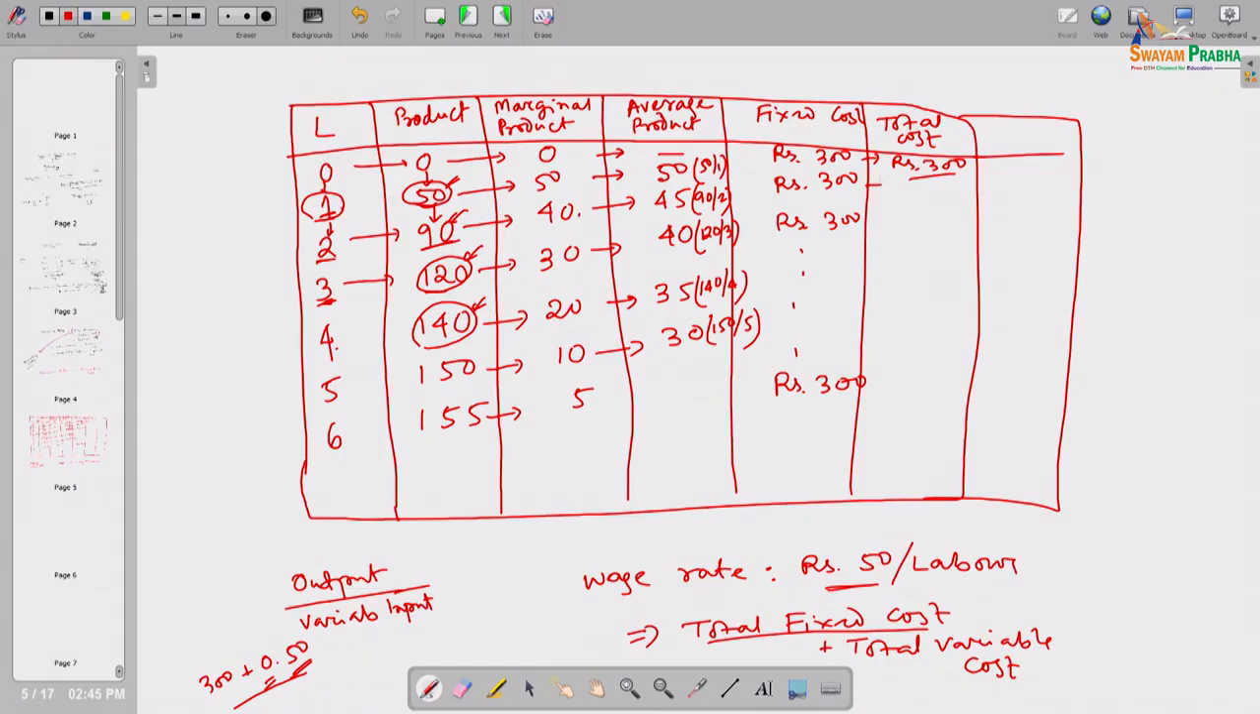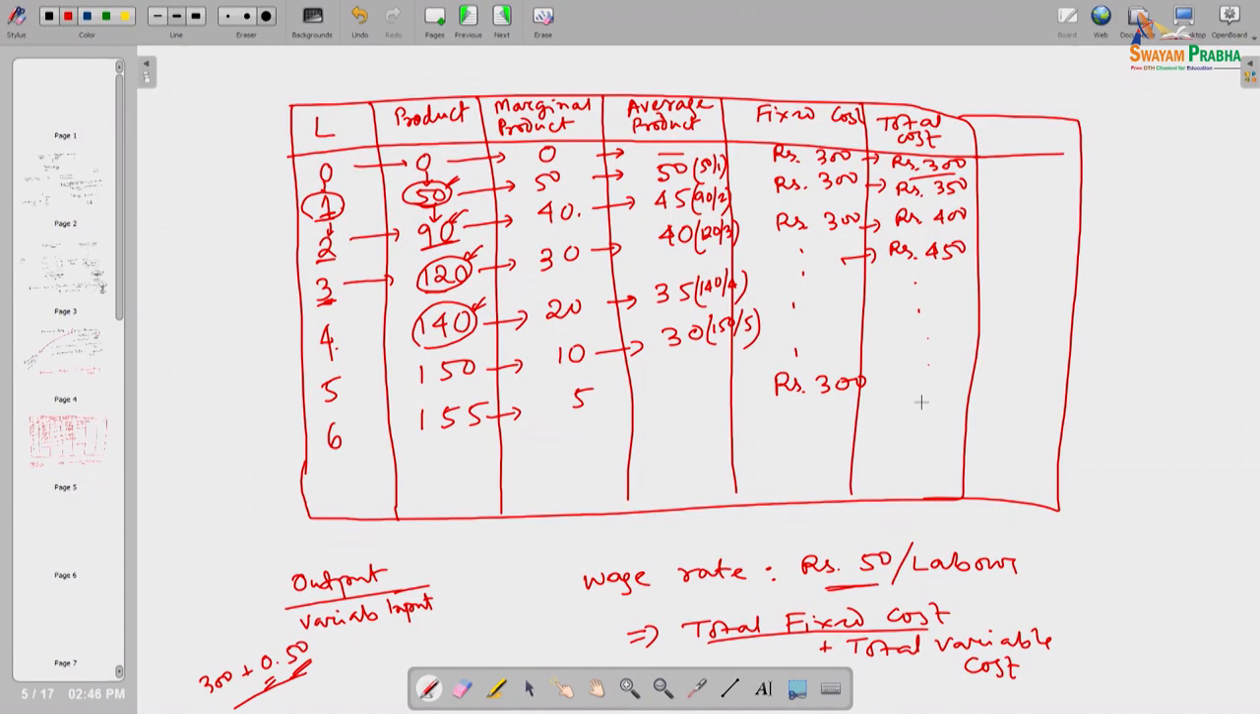When you are hiring the first unit of labor, that time it is basically rupees 350, because 300 in any case is your fixed cost and 50 rupees per labor. So, 350. This is rupees 400. Why rupees 400? Because 300 plus 50 rupees into 2 labors. Here rupees 450. Why? 300 is the fixed cost plus 50 rupees into 3 labors. So, in that way total costs are going.